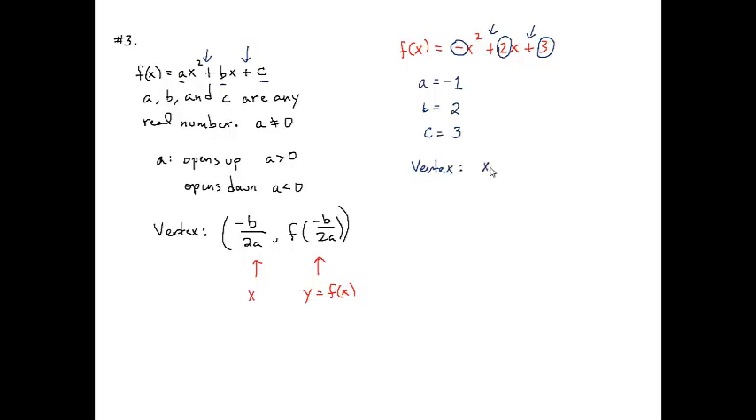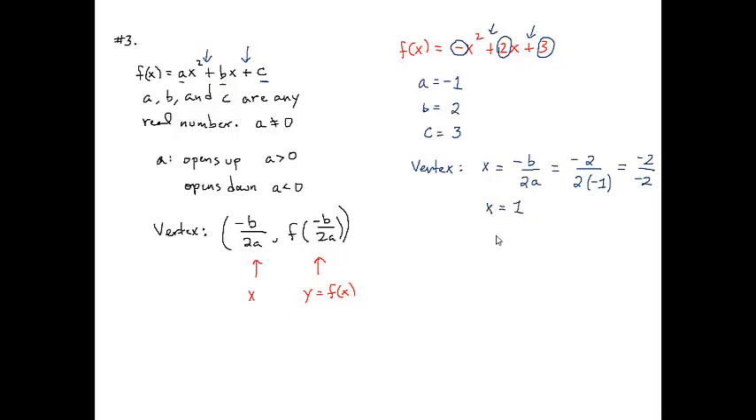First of all, I know the x coordinate is going to be equal to negative b over 2a. Negative b over 2a. So what is b? It is 2, so that's negative 2 divided by 2 times negative 1, which is going to be negative 2 over negative 2, which means the x point is positive 1.